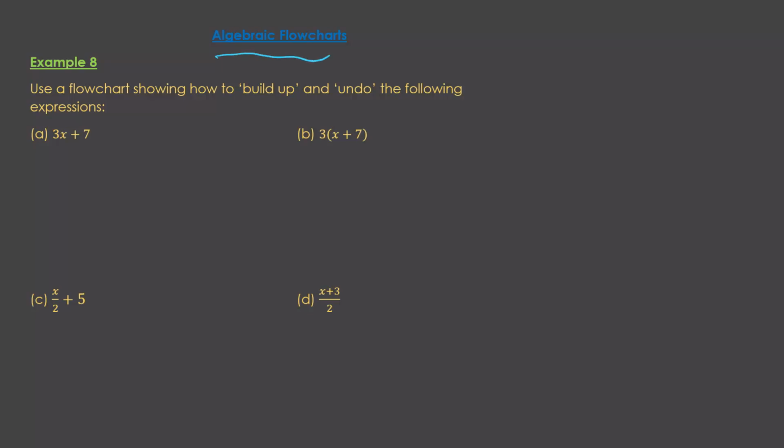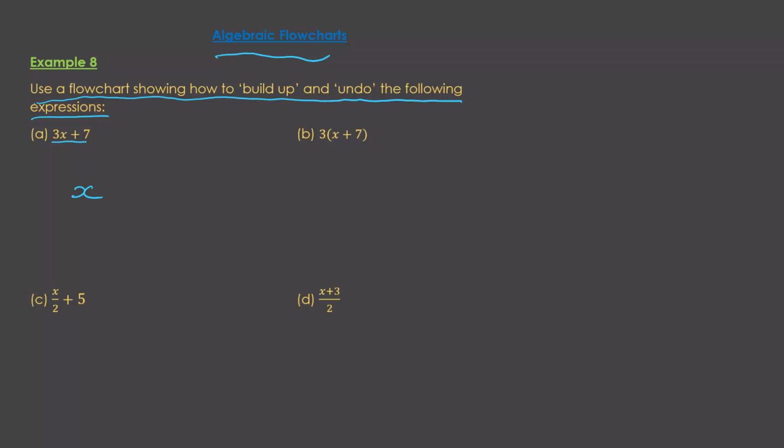Algebraic flowcharts. Flowcharts are a skill that we covered in year 7, so this is a reminder of what we did. We want to use a flowchart showing how to build up and undo the following expressions. We always start with x. We have 3x plus 7.